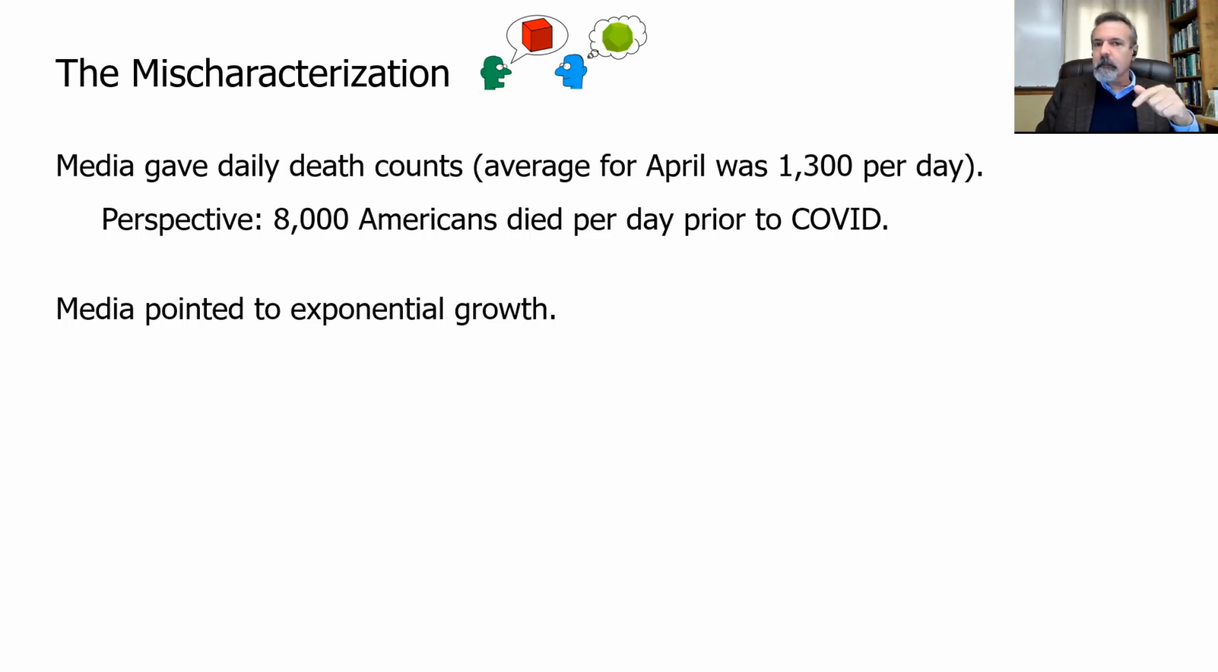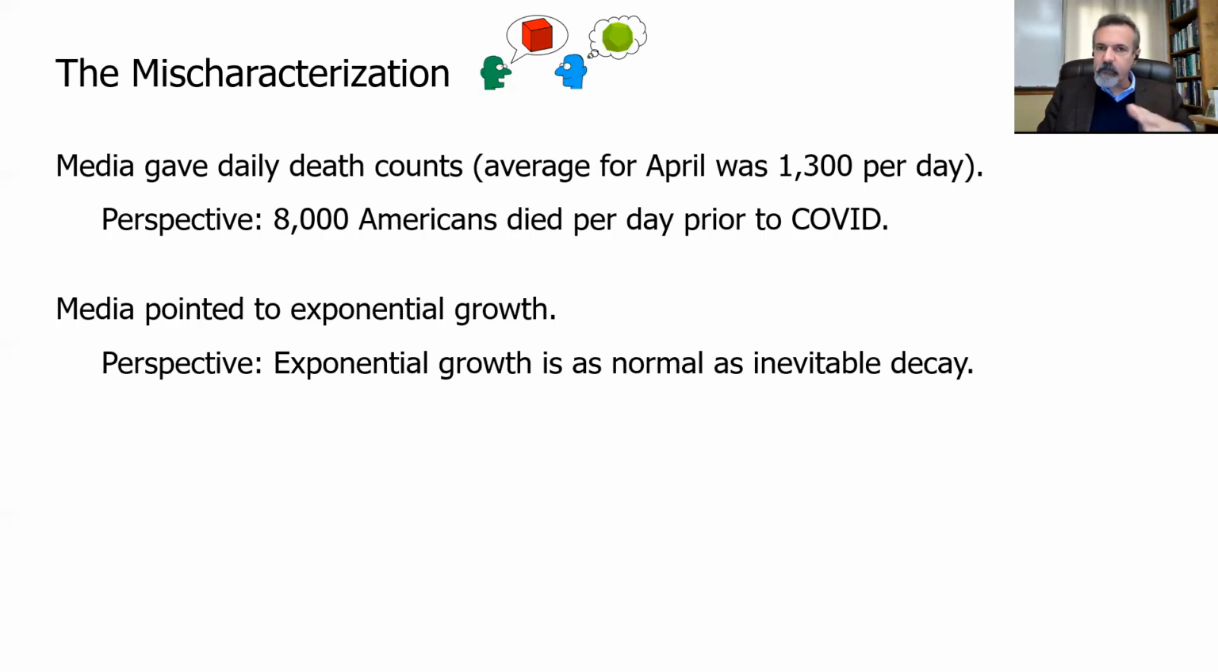Okay, but there's again some missing perspective. And the missing perspective is that exponential growth is normal for infectious diseases. It's as normal as the inevitable decay. That is, infectious diseases always follow this pattern of initially exponential growth, then they'll top out, then they'll decay. They don't go to exponential growth and just keep going to infinity. That missing context caused people who might otherwise be somewhat concerned, but not overly concerned, to become overly concerned.